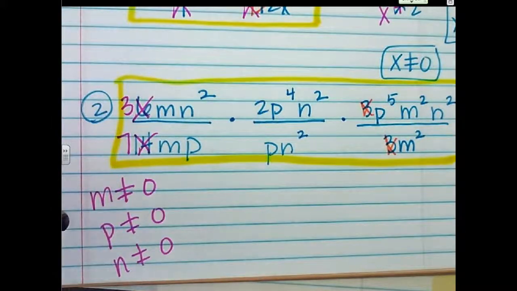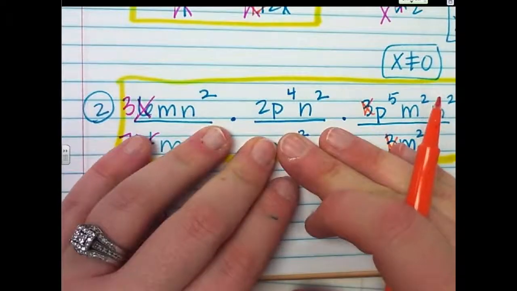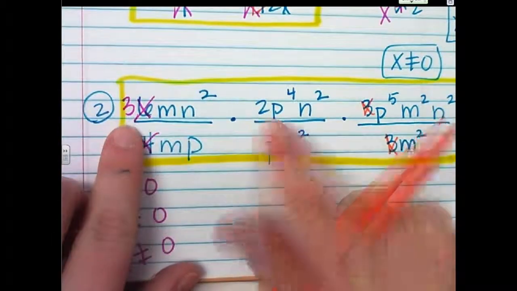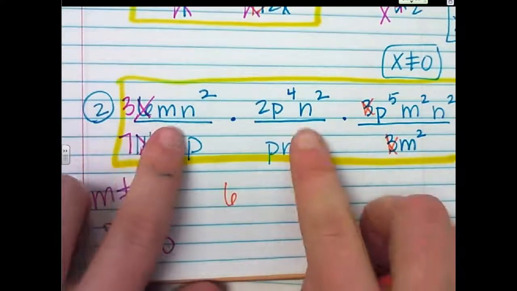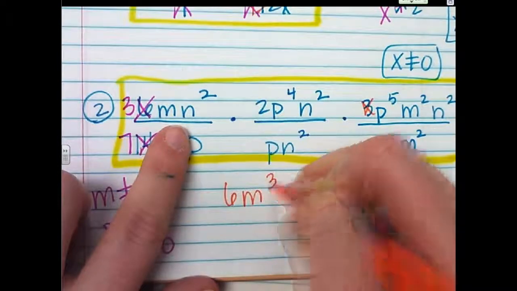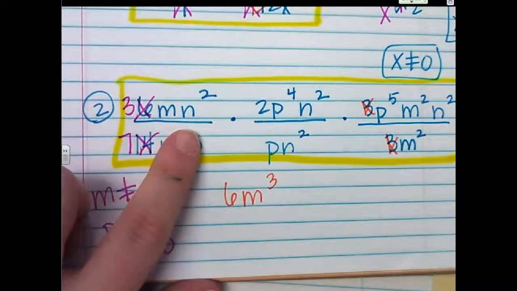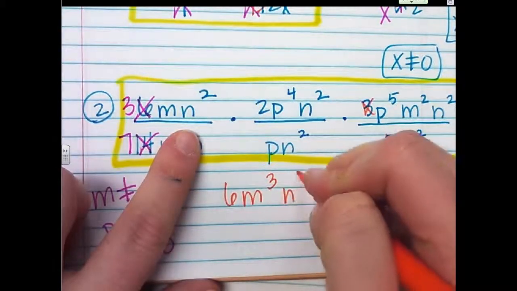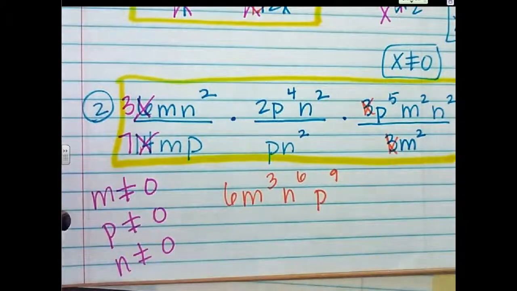Okay, so across the top, what's my coefficient when I multiply everything on the top? 3 times 2 is 6. Okay, let's count our m's. I've got 1 here and 2 here, so I have 3 m's on top. How many n's do I have? On top, 6. And how many p's? 9. Does everyone see? I'm just adding exponents there.